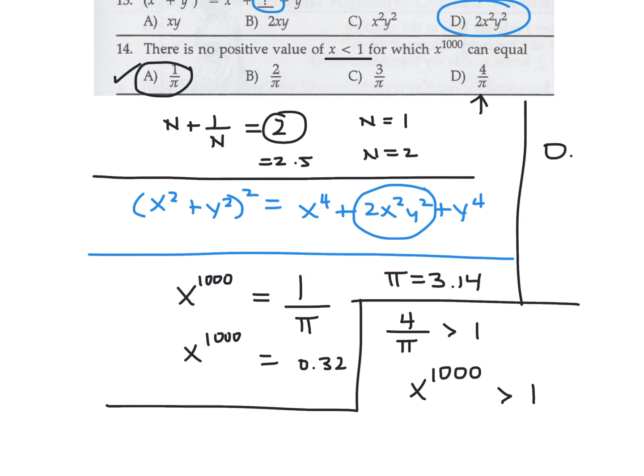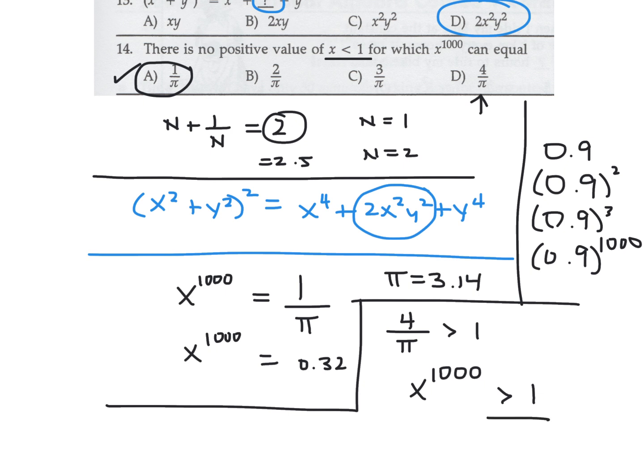So, for example, 0.9, and then just take powers of it. 0.9 squared, 0.9 cubed, and so on, and then 0.9 all the way to the power 1,000. This number will always just be less than 1. It will keep getting smaller, actually. So it can never be greater than 1. So that's what they're getting at, and therefore number 14 is D.